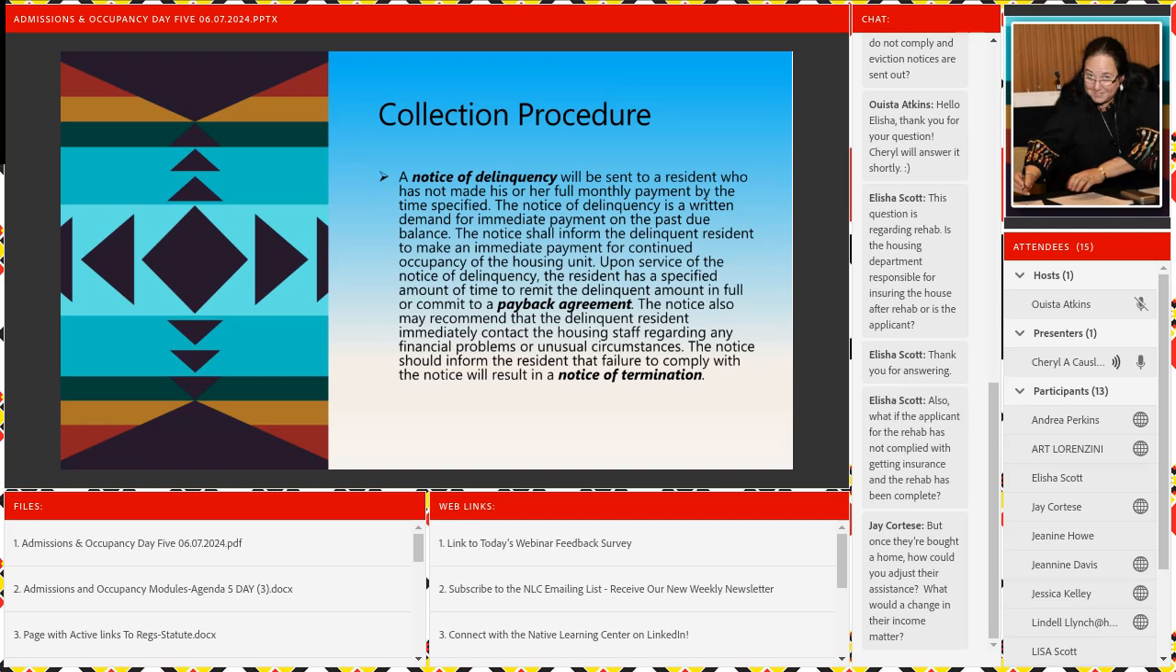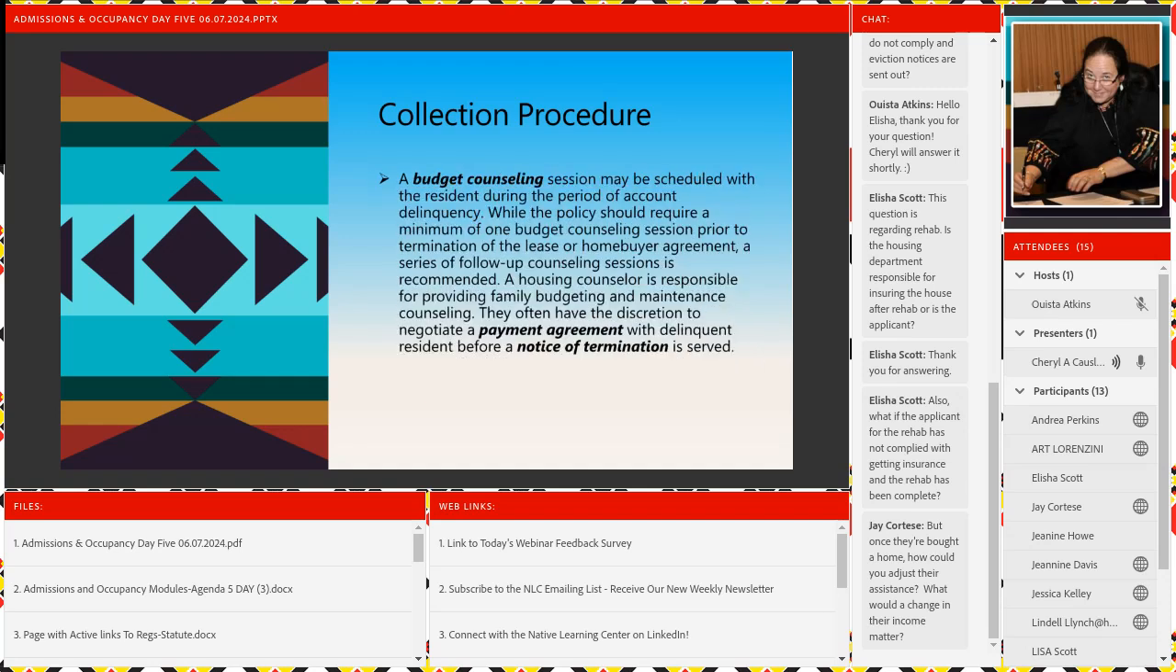The notice also may recommend that the delinquent resident immediately contact the housing staff regarding any financial problems or unusual circumstances. The notice should inform the resident that failure to comply with the notice will result in a notice of termination. Budget counseling may be scheduled with the resident during the period of account delinquency. While your policy should require a minimum of one budget counseling session prior to the termination of the lease or homebuyer agreement, a series of follow-up counseling sessions is recommended.